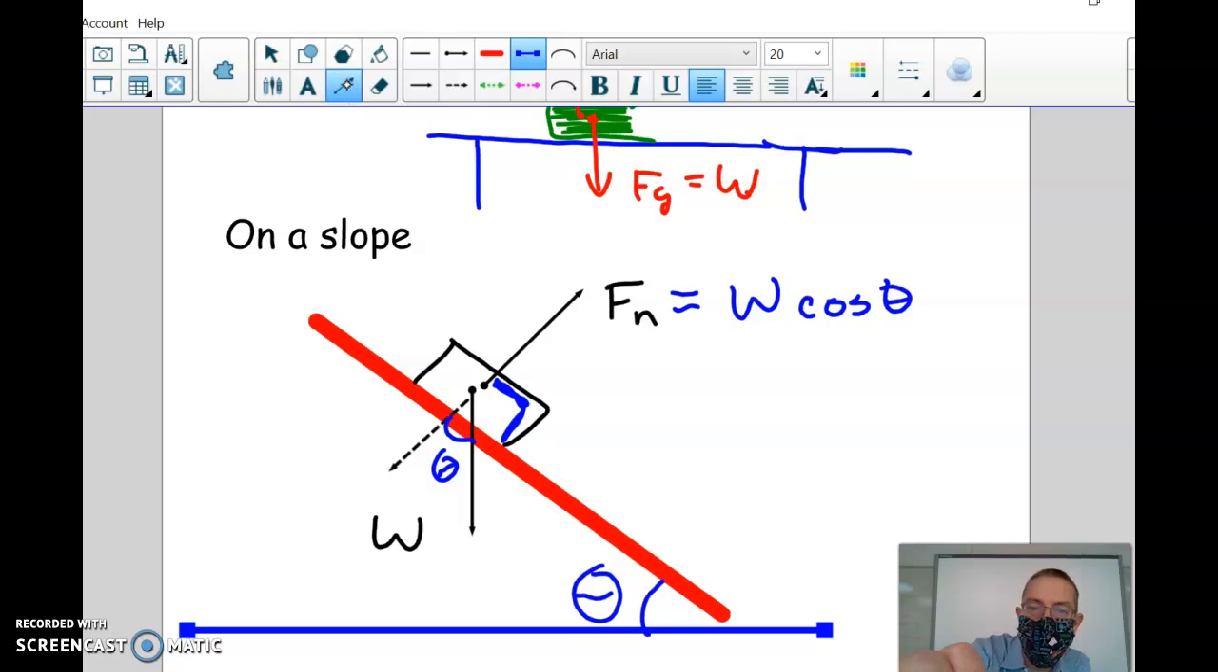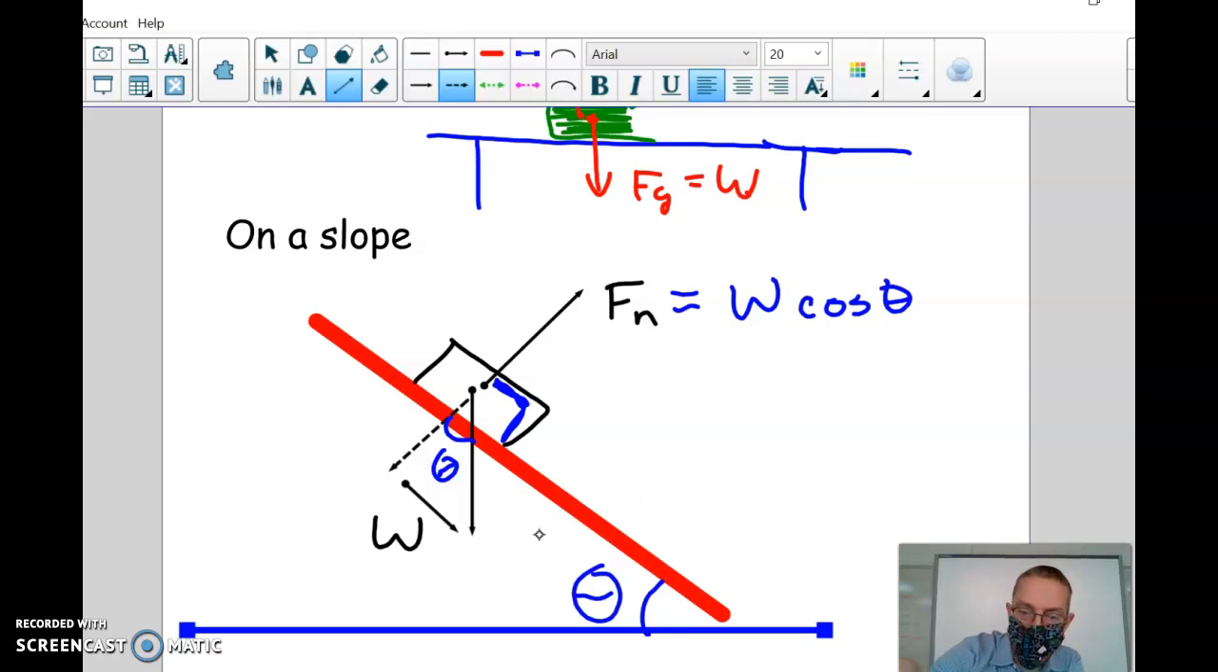If there's no friction on this slope, then that means that there is actually a net force acting down this way, and this object will accelerate down this slope. Now, there could be friction on it. So if that's the case, we don't know that that exists.